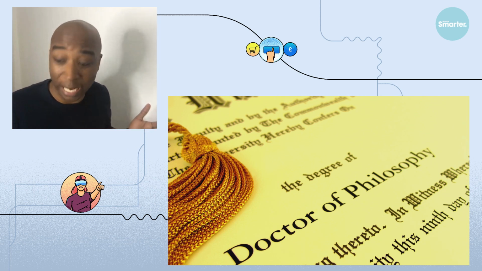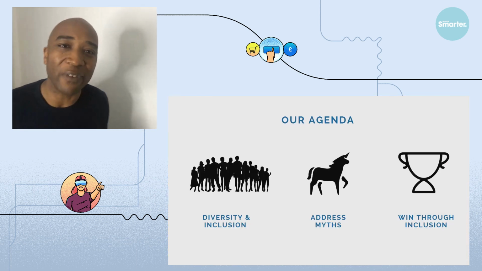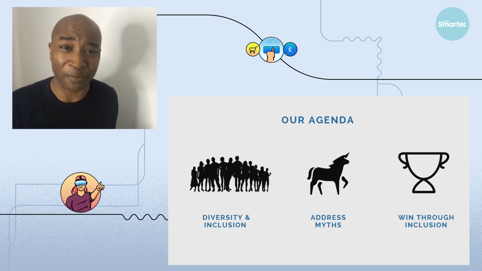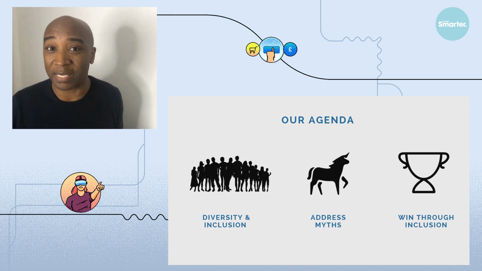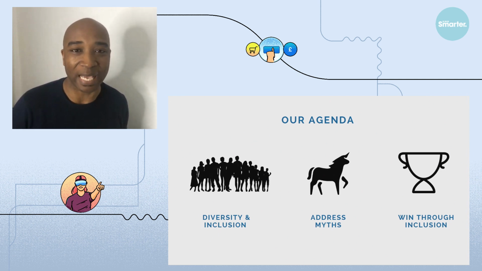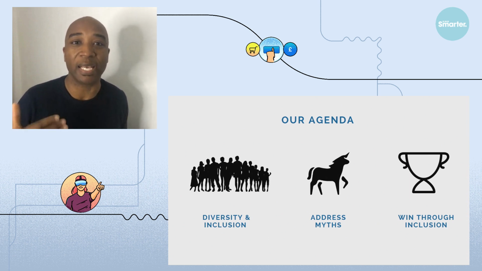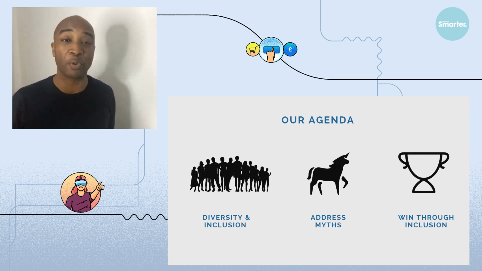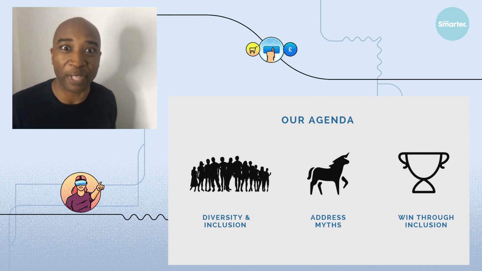So my agenda for today is three things, really. One, I want to address diversity and inclusion in ways that you're going to understand, ways that you're going to be able to use. Second, we're going to address some myths. There are some ways that diversity and inclusion have been discussed in the workplace, in the media, that don't make sense, and they mislead and misrepresent the truth, and frankly it's holding us back in terms of reaching our goals. And then finally, we're going to give you some tips on how to win through inclusion. So that's what I want to cover today, and then afterwards we'll take a couple of questions if there's time.